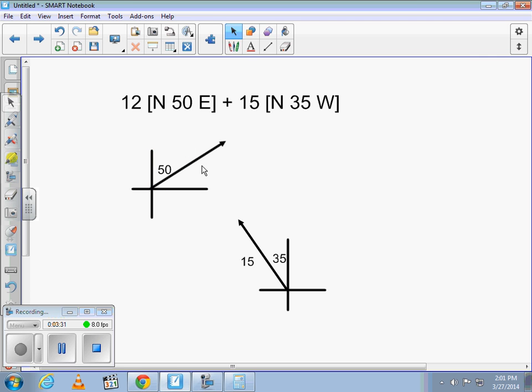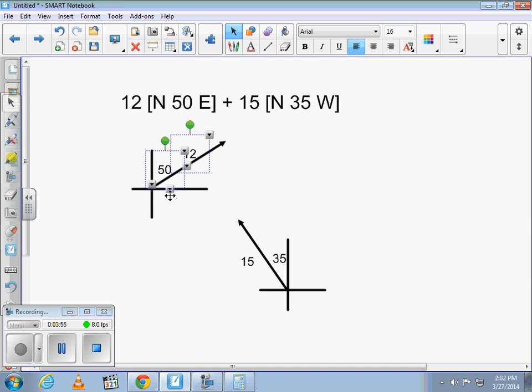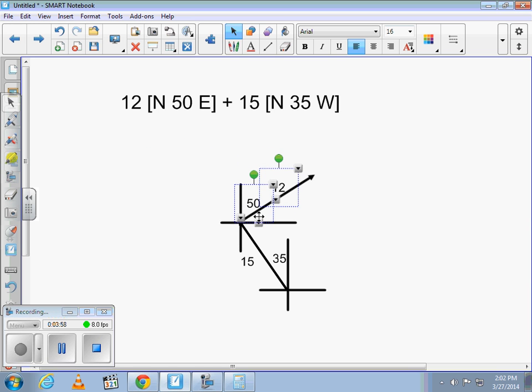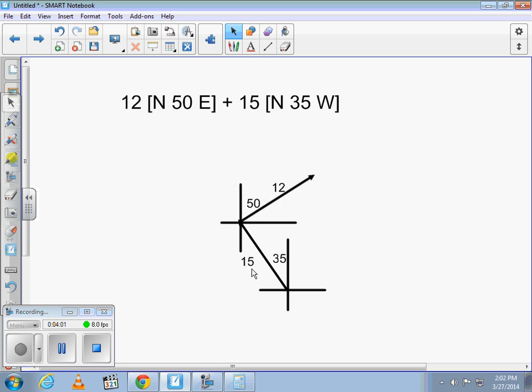And again, here we have a magnitude of 12. So this is this vector here. The magnitude is 12, and we go north and rotate 50 degrees towards the east. This vector here has a magnitude of 15, and we go north and rotate 35 degrees towards the west. And I'm now going to put these two vectors tip to tail. Okay, so here's our vector 15 north 35 degrees west. This one is 12 north 50 degrees east. And I want to add the two of them together.